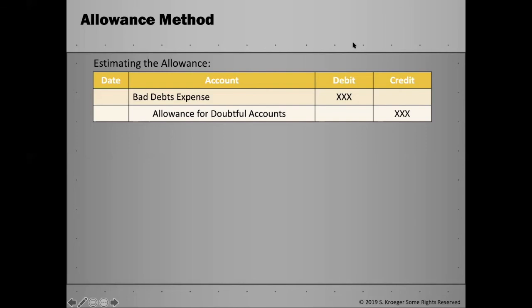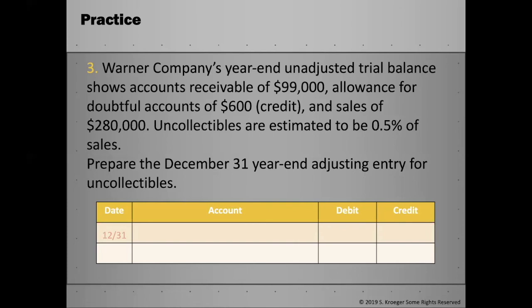As a reminder, the journal entry for estimating the allowance was a debit to bad debts expense and a credit to allowance for doubtful accounts. We just need to come up with the amount in this case. The date is 12/31. And like I said, the journal entry would be a debit to bad debt expense and a credit to allowance for doubtful accounts. Now let's see if we can determine the amount. Remember, the amount would be the percent of the amount of sales.